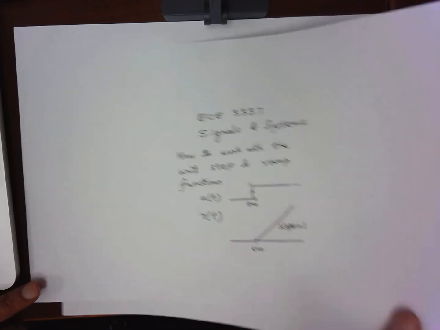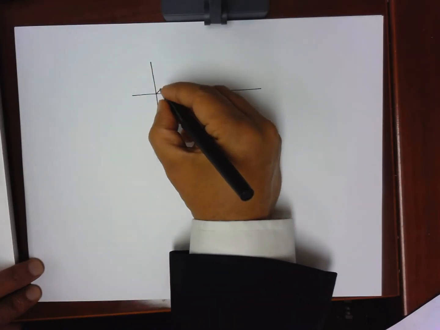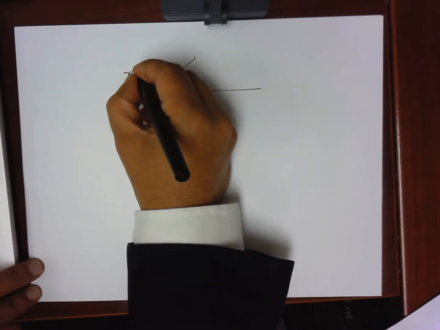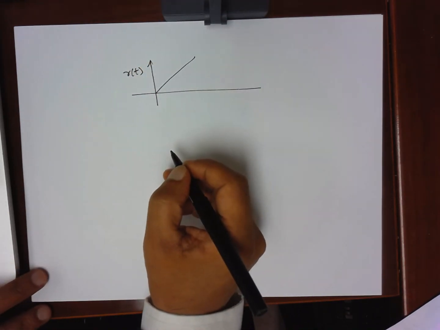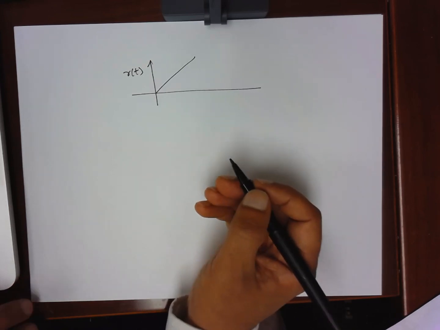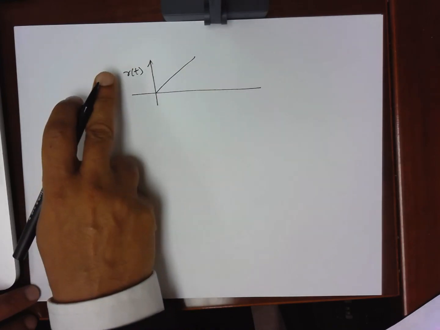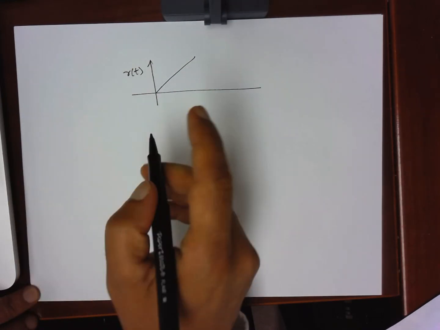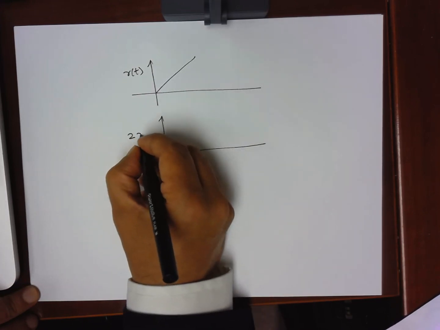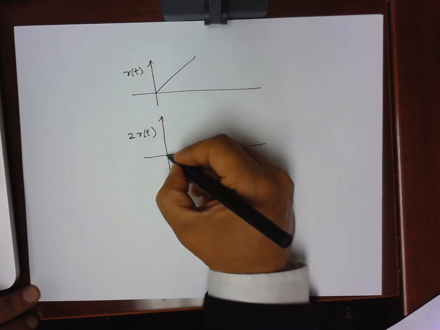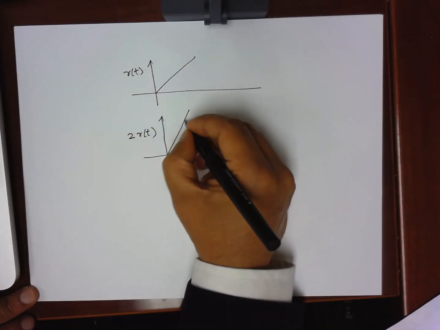So let's look at a simple example. I have a ramp function, say r of t. The slope of this function is 1. Now what if I wanted the slope to be something else? I can increase or decrease the slope by multiplying by a suitable constant. Suppose I do 2 times r of t. Then the slope will be higher.